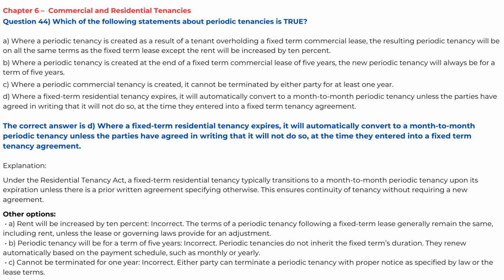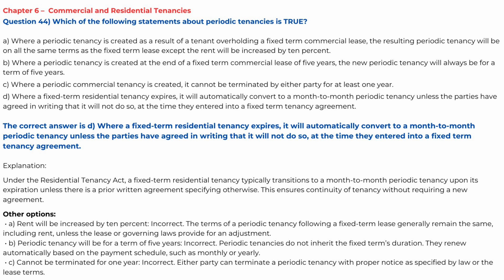Question 44. Which of the following statements about periodic tenancies is true? The correct answer is D. Where a fixed-term residential tenancy expires, it will automatically convert to a month-to-month periodic tenancy, unless the parties have agreed in writing that it will not do so at the time they entered into a fixed-term tenancy agreement. Explanation. Under the Residential Tenancy Act, a fixed-term residential tenancy typically transitions to a month-to-month periodic tenancy upon its expiration unless there is a prior written agreement specifying otherwise. This ensures continuity of tenancy without requiring a new agreement.